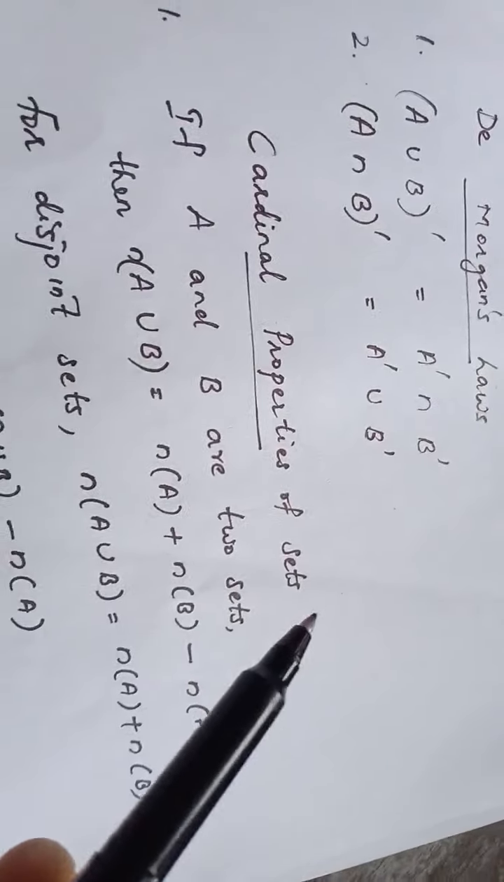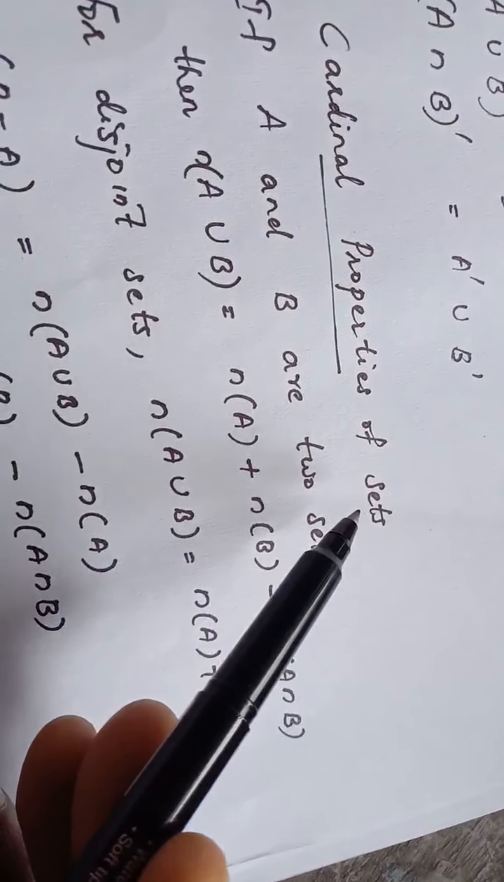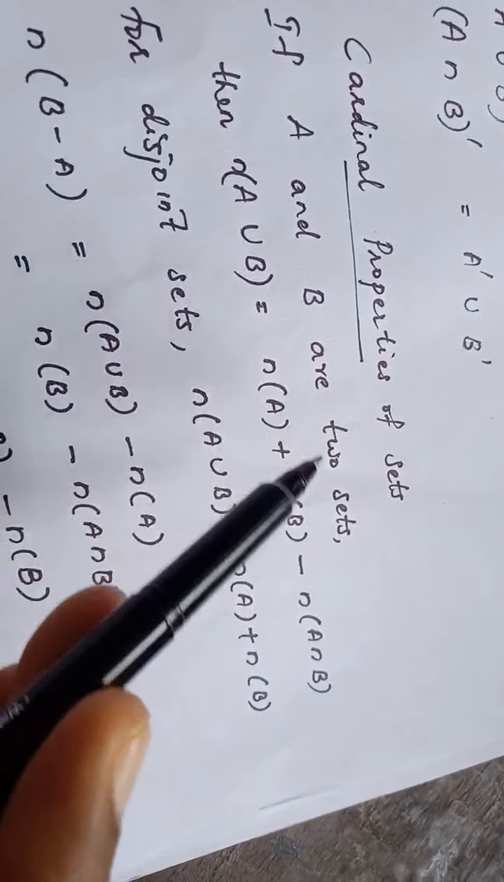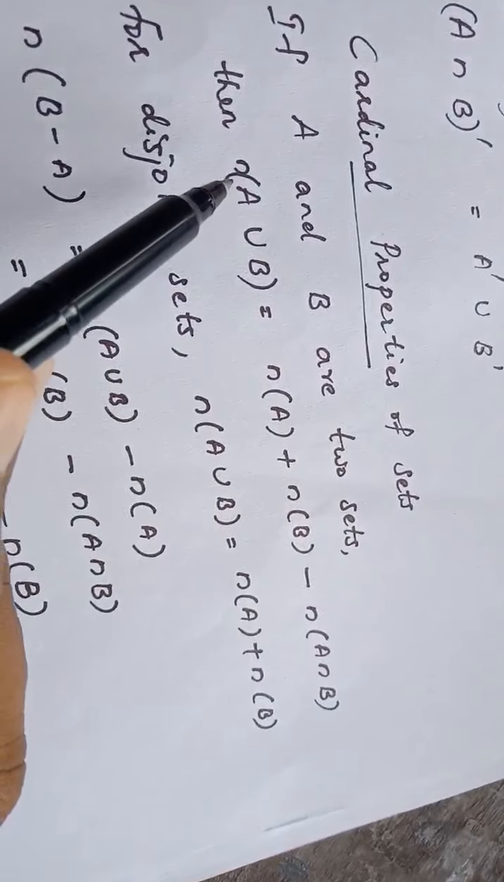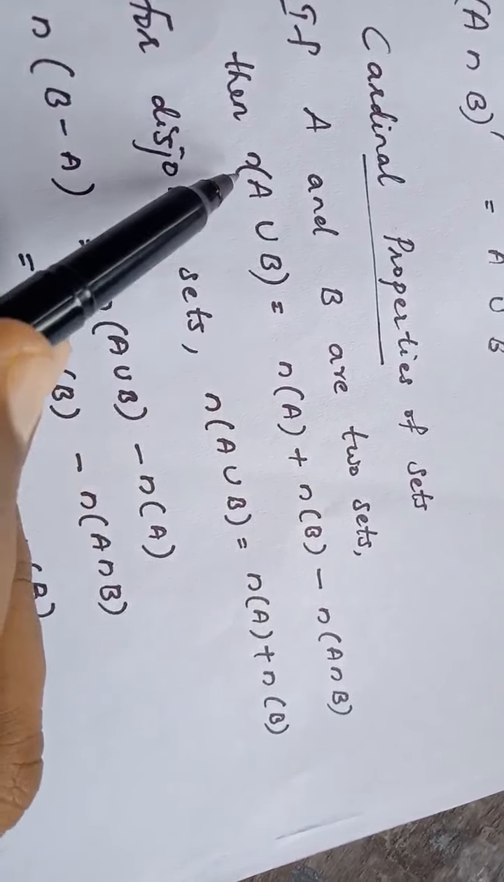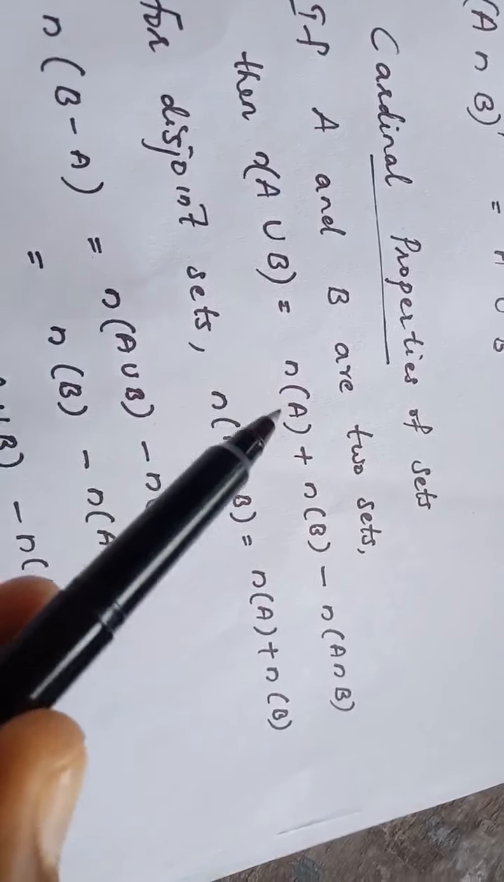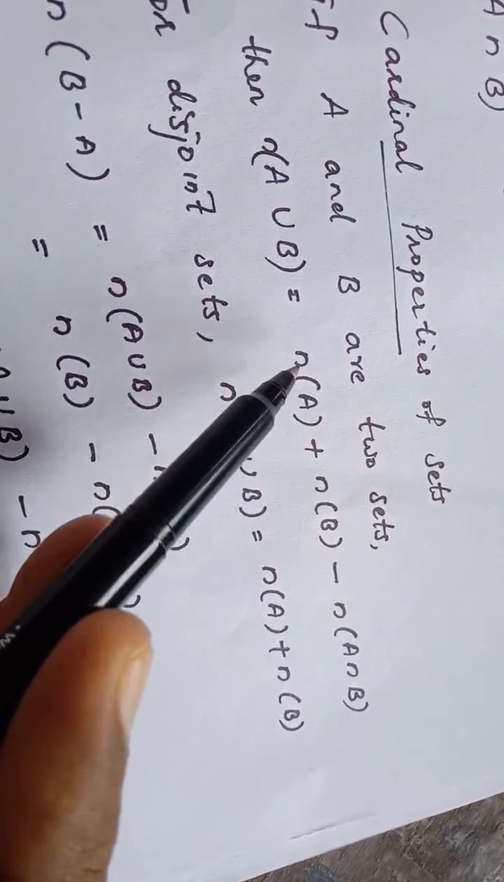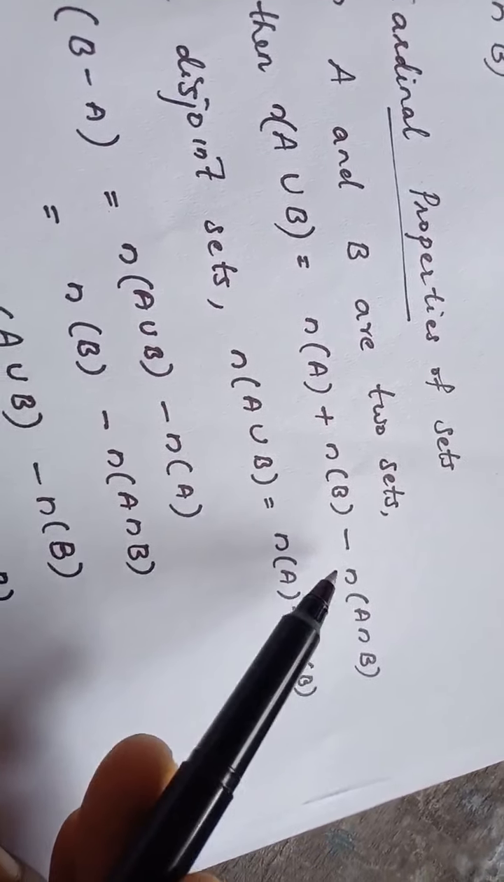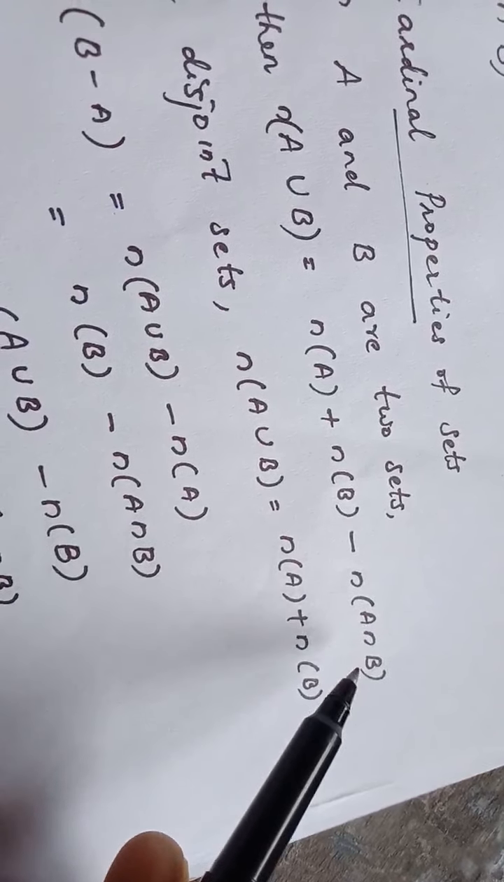Now next we have cardinal properties of sets based on union and intersection. Now first one we have, if A and B are two sets, then number of elements in A union B, that means cardinality of A union B, is equal to n of A, means number of elements in A, plus n of B minus n of A intersection B.